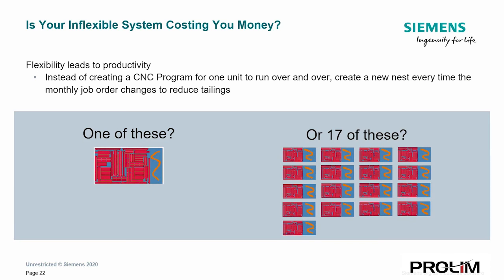Is your inflexible system costing you money? Consider this. Some shops run the same job over and over again, even though they're making multiple machines each month. The result is multiple tailings like you see on the right-hand side of the screen. If you were to run Solid Edge 2D nesting every time and combine all those jobs into one, you could have one tailing or leftover sheet instead of 17. And you're not throwing away waste material like you were before.